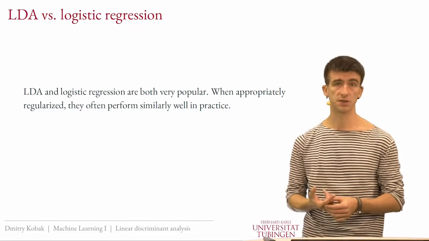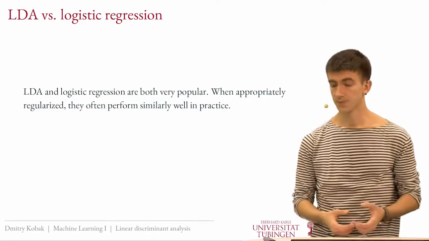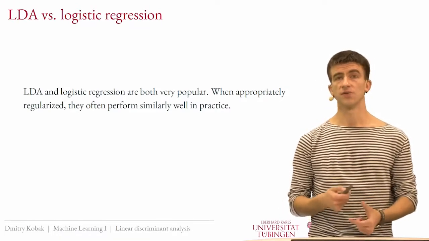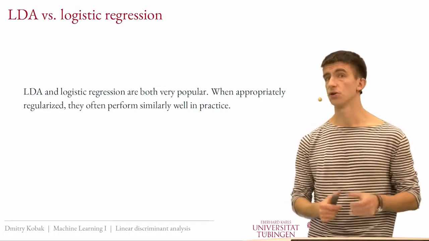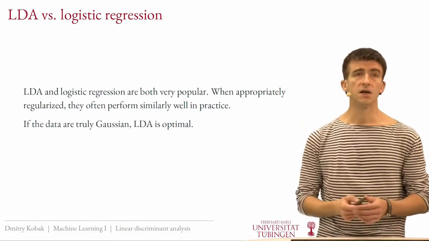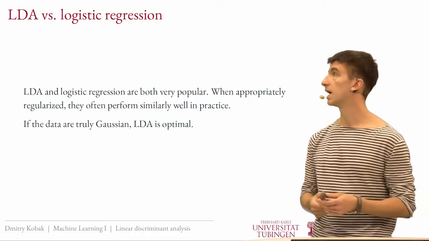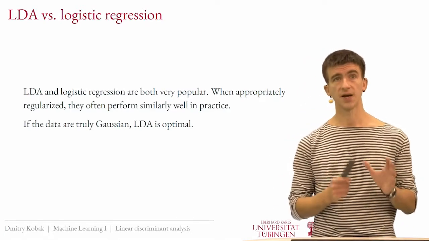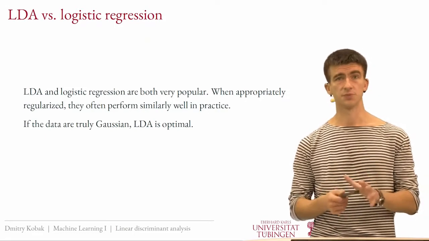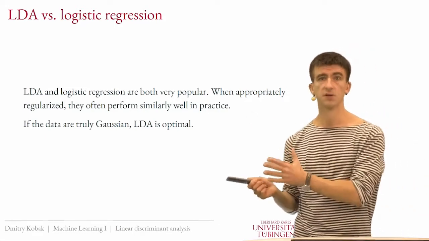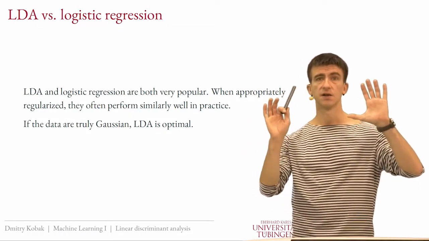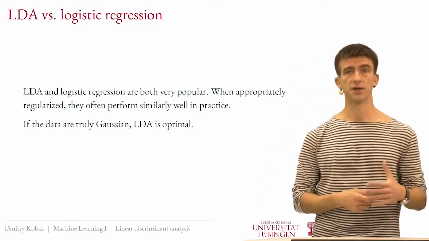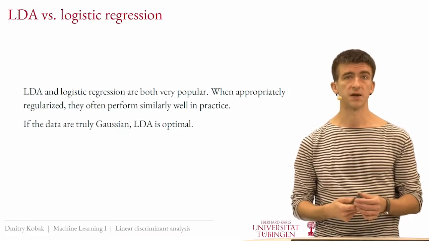Both can give you the probabilistic predictions if you want them. Both with a threshold can give you binary predictions if that's what you want. You can find some situations where the performance is very different, but usually it will not, or at least often it will not. Nevertheless, one can say the following. If the data are truly Gaussian, then linear discriminant analysis is provably optimal. In fact, we just proved it. If the data are Gaussian and the covariances are the same, then you cannot do better than LDA. It just follows from the Bayes rule, and that gives you the best possible linear classifier.